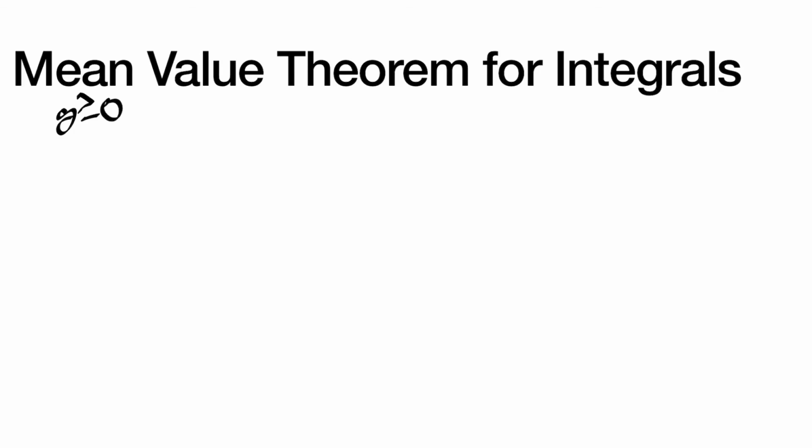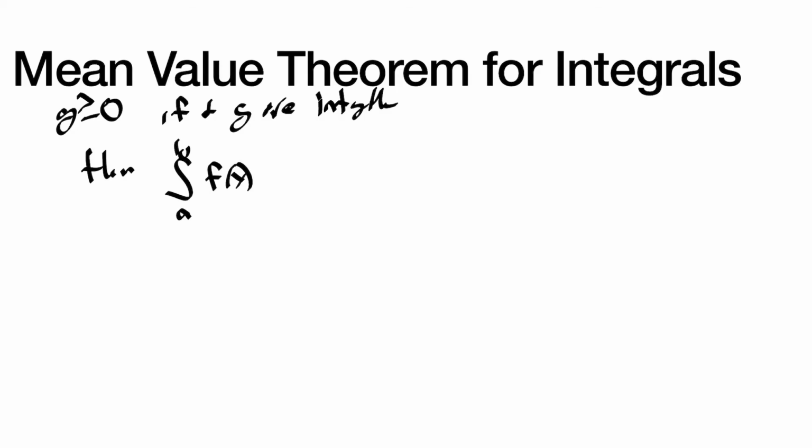It says that if g is a function that's greater than 0, so g is an always positive function, and f and g are integrable, then the integral from a to b of f of x times g of x dx is equal to c. Oh, I should have said, then there exists some c. Oh, no, I shouldn't say that. Okay, I need to write.